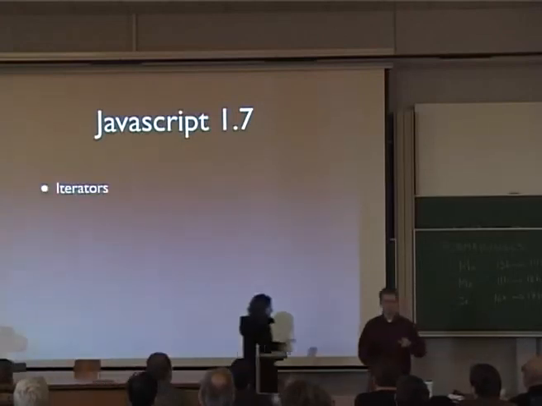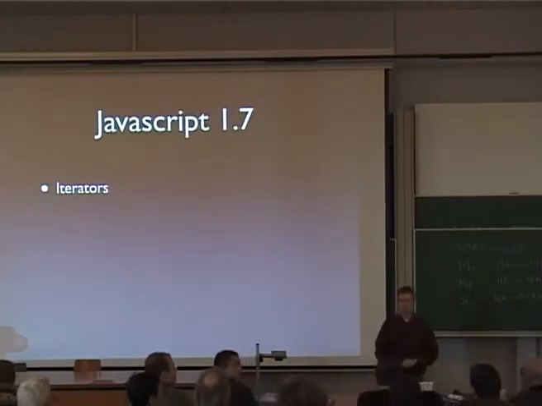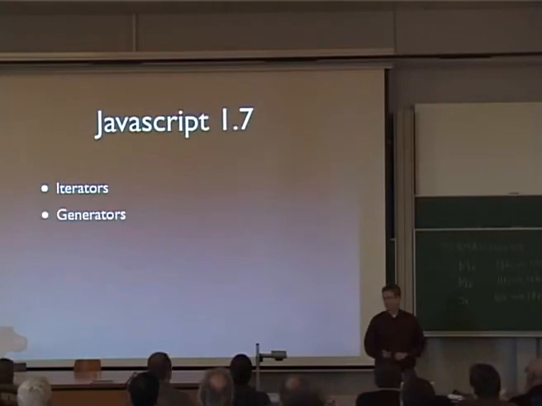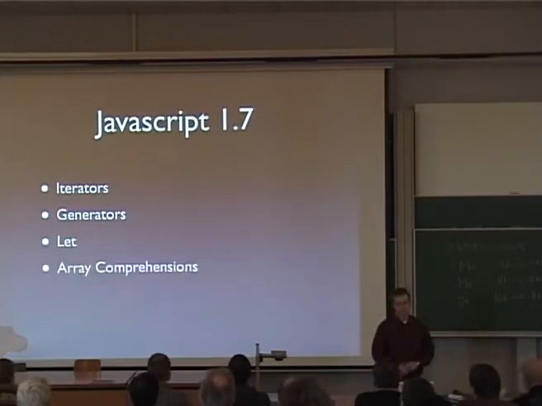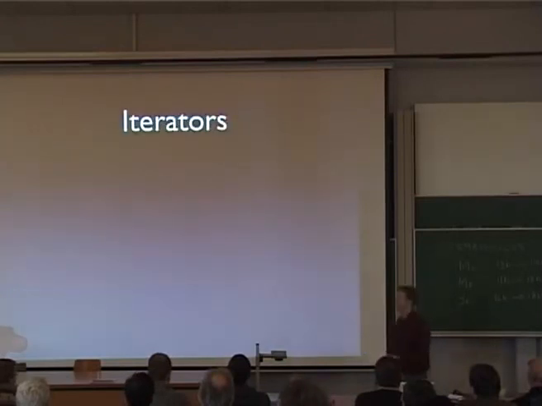I guess the other question is, how many Python programmers out here, or have at least a cursory understanding of Python? Okay, fewer than I thought. So a lot of the stuff you're going to see in JavaScript 1.7, a lot of the things that makes JavaScript 1.7 fun, is heavily borrowed from Python. So iterators, generators, let expressions, array comprehensions, destructuring assignment. I promise I'll go through these in a little bit more detail than bullet lists. So let's talk about them.